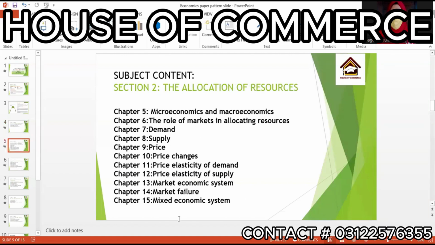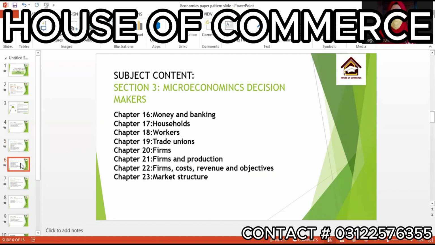There are various chapters to understand the allocation of resources: microeconomics and macroeconomics, role of market in allocating resources, demand, supply, price changes, the price elasticity of demand, price elasticity of supply, market economic system, market failure, mixed economy. In Section 3, we will have to understand microeconomic decision makers. In that, we will be discussing money and banking, household, workers, trade unions, firm and production, firm costs and revenue objectives, market structure.